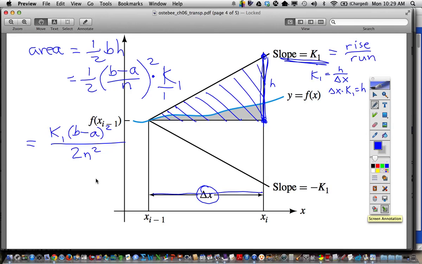And again, what was K1? The max of F prime, right? The max of F prime, the steepest slope. Okay, and B minus A is our interval.